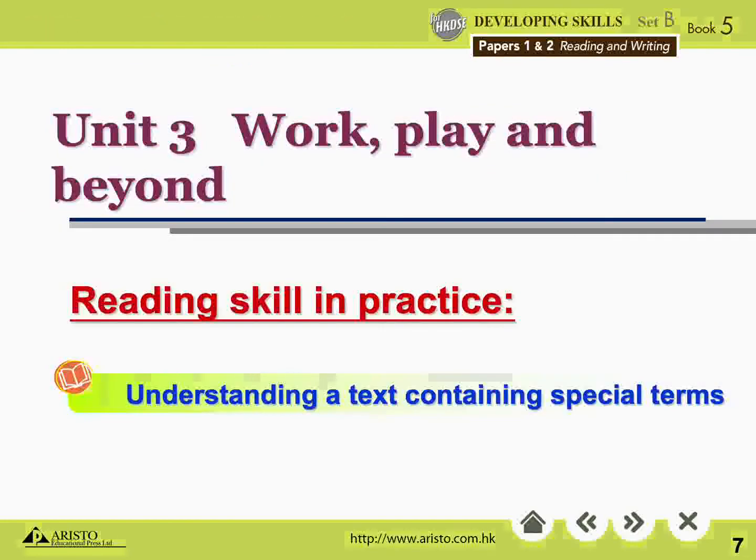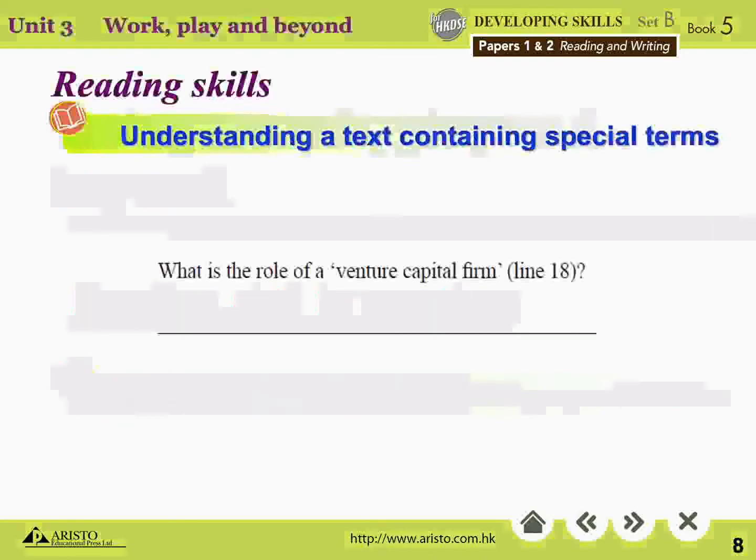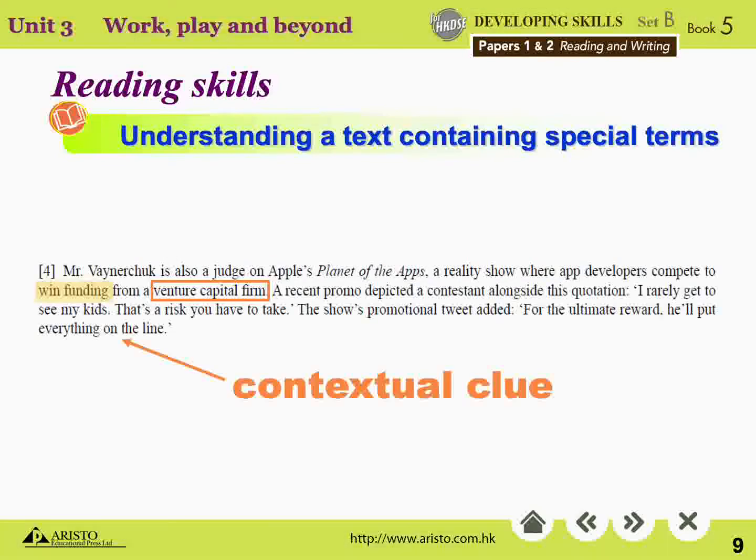Let's see how we can use these reading strategies to understand a text containing special terms to answer a reading comprehension question on the Paper 1 exam. The question here is, what is the role of a venture capital firm? Line 18. Here is line 18 of the text. Outlined in orange is venture capital firm, which the question has asked us for more information about. Let's look for contextual clues to help us answer this question. This means we will read around the word to see if we can get more information about its meaning.